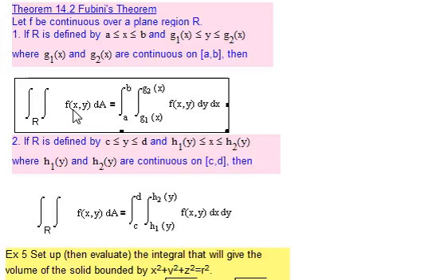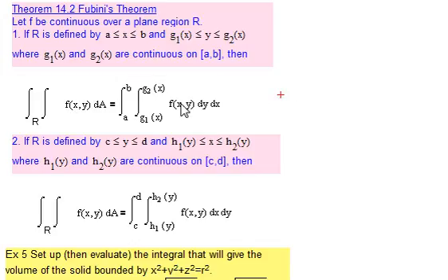Then our double integral over the region R is the integral of the function f of x, y, dy dx, so the order of integration is y first and x next. Y going from g1 of x to g2 of x, and x going from a to b.